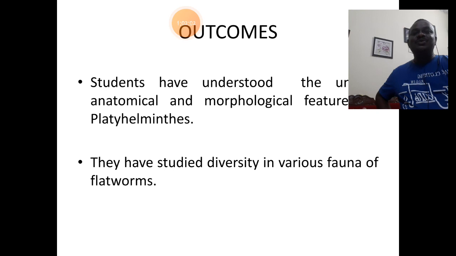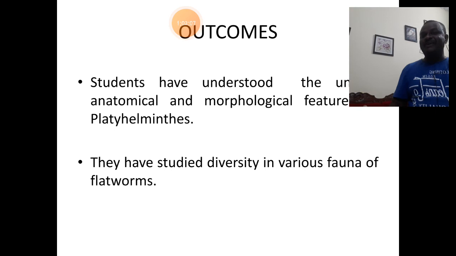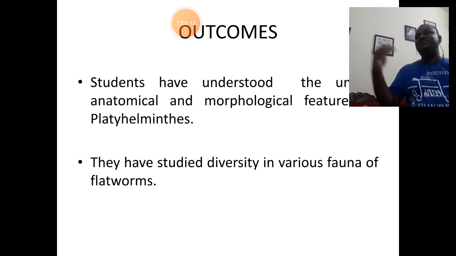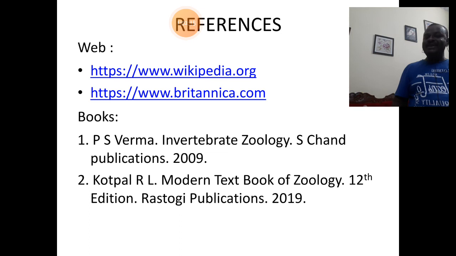So what have we learned from today's class? We have understood the general characters of phylum Platyhelminthes and how their characters or features help them sustain in the environment where they live. Students, for reference, the web references are Wikipedia and Britannica.com. And for book references, you can follow Invertebrate Zoology by P.S. Verma or Modern Textbook of Zoology by Kotpal.